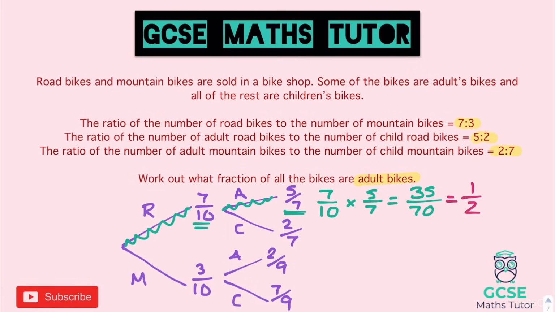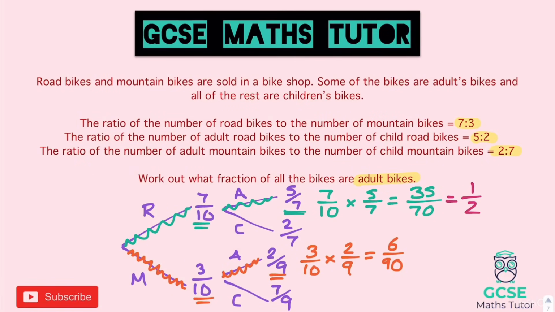On the next route, let's have a look at this one. So we've got the mountain bikes, and we're looking at the adults. Okay, so we're going to go through 3/10 and 2/9, and if we write those down, 3/10 multiplied by 2/9 gives us 6/90. There we go. And again, that needs simplifying.